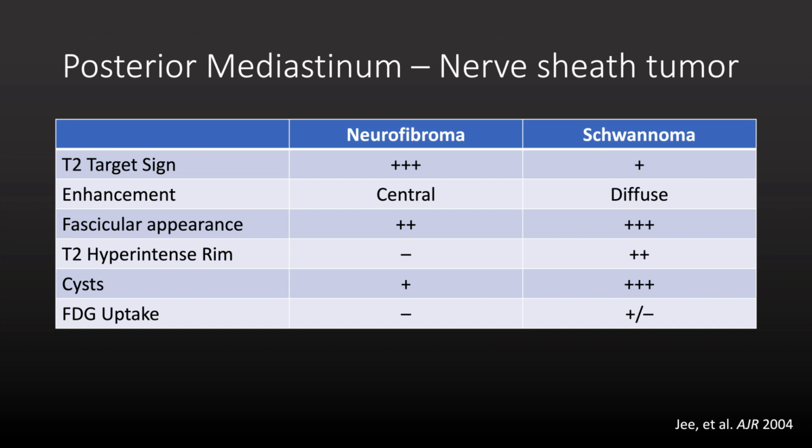I put in this table of distinguishing neurofibromas from schwannomas. To be honest, these imaging features are not all that helpful, and schwannomas are far more common unless you have a known diagnosis of neurofibromatosis. And again, the distinction is not important. These lesions almost always go to surgical resection anyway. The only thing to be aware of is that schwannomas can have FDG uptake, and that does not imply anything malignant about them.